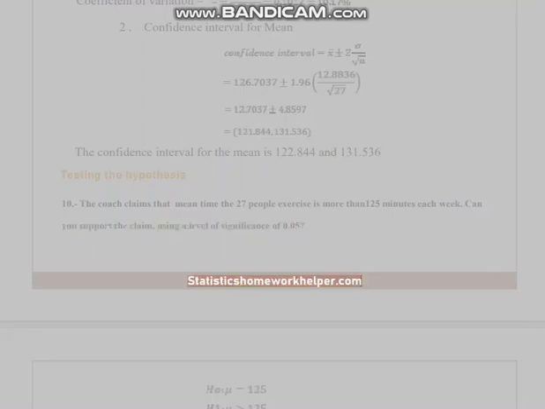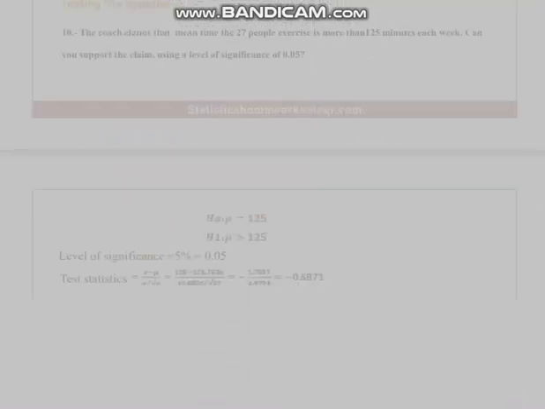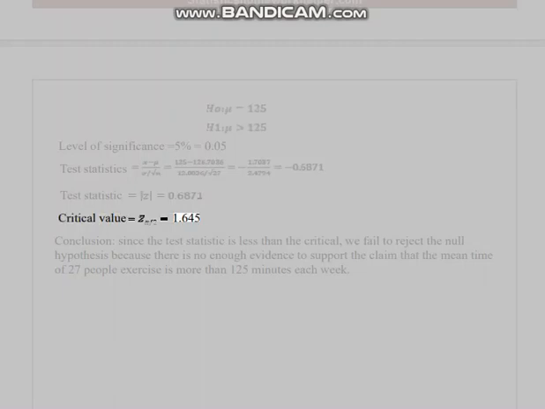Level of significance equals 5%, equals 0.05. Test statistic, critical value 1.645. Conclusion: since the test statistic is less than the critical value, we fail to reject the null hypothesis because there is not enough evidence to support the claim that the mean time of the 27 people exercise is more than 125 minutes each week.